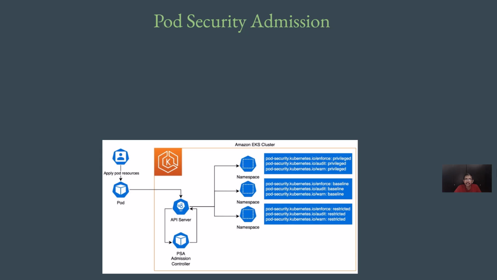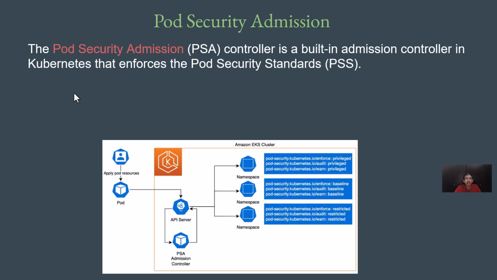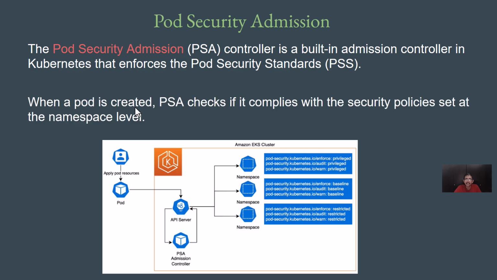Now in Kubernetes, there is also a specific admission controller called pod security admission, also referred to as PSA. This admission controller is the primary component that enforces the pod security standards. So whenever a pod is created, the pod security admission will check whether the pod manifest complies with the security policies that you have set at a namespace level, and based on that, the pod will be allowed or not.